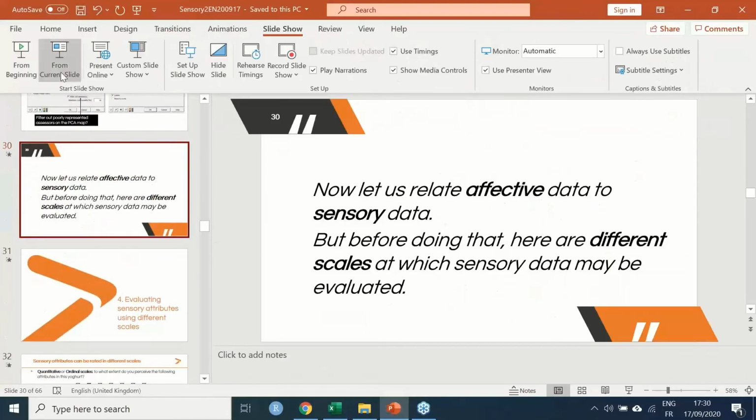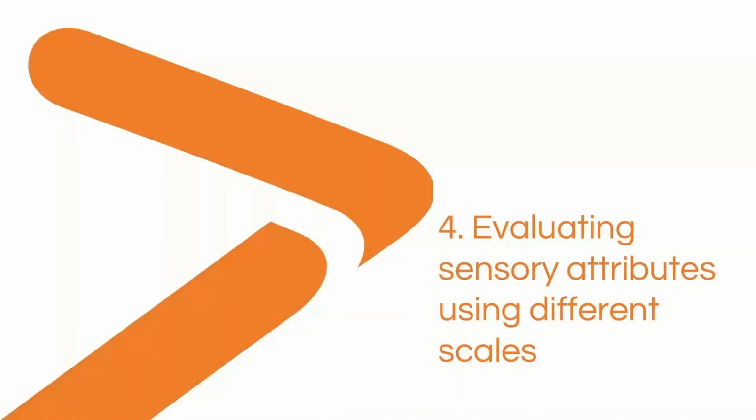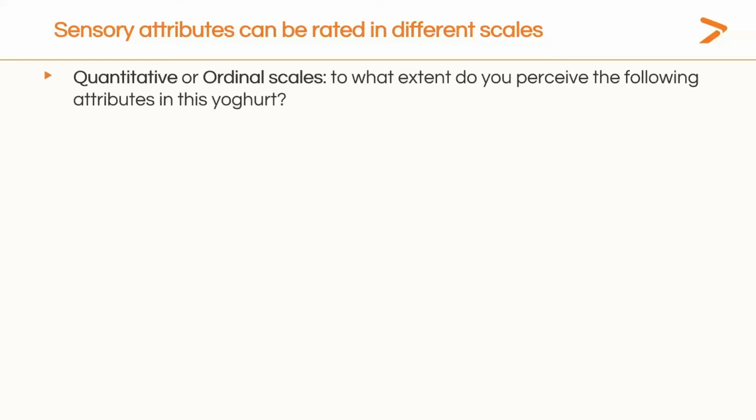Okay, so now that we've seen how to investigate a preference map or a preference space, let us relate affective data to sensory data. But before doing that, here are different scales at which sensory data may be evaluated. There are 3 scales I will show you. Of course, there are more, but mainly there are 3. First scale, quantitative or ordinal scales. And the way questions can be asked in the survey, in this case, could be like this. To what extent do you perceive the following attributes in this yogurt?